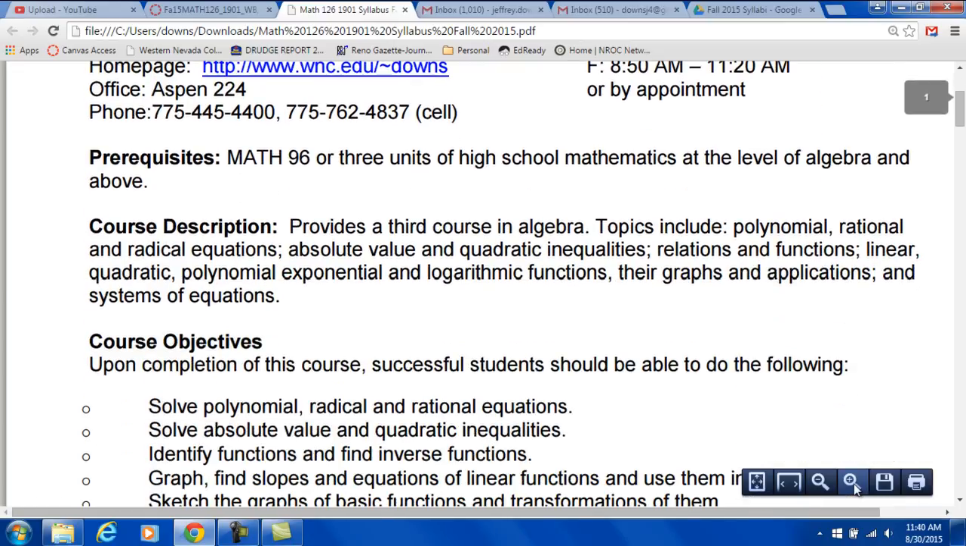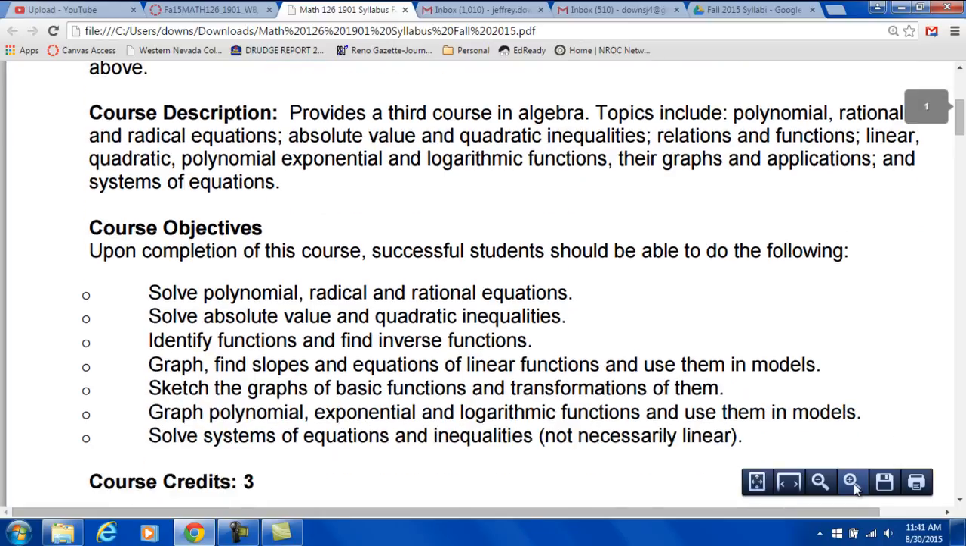Prerequisite: Math 96 or 3 units of high school mathematics at the level of algebra and above. Course description provides a third course in algebra. Topics include polynomial, rational, and radical equations, absolute value and quadratic inequalities, relations and functions, linear, quadratic, polynomial, exponential, and logarithmic functions. Logarithmic, by the way, are the best. Functions are pretty awesome. Their graphs and applications, and the systems of equations.